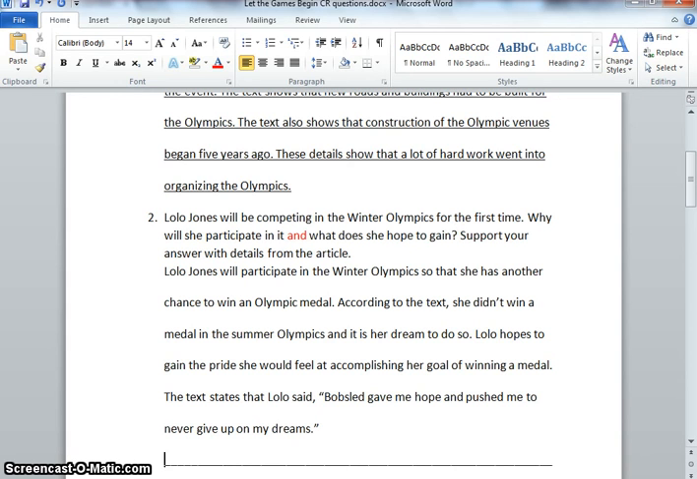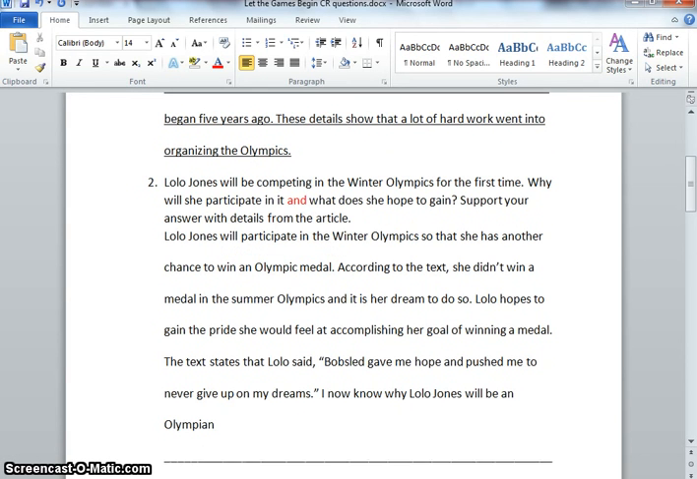So there's my evidence to support that she hopes to gain the pride she would feel at accomplishing her goal. And I'm going to put my concluding sentence. I now know why Lolo Jones will be an Olympian again and what she hopes to gain.